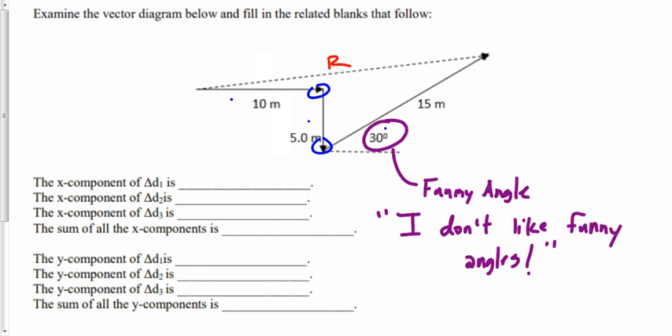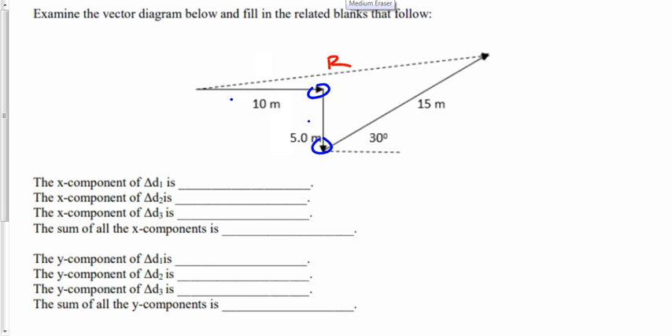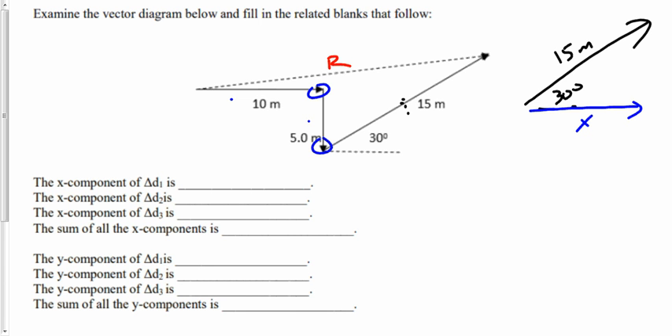Okay, let's get rid of them then. If you don't like funny angles, then let's get rid of them the way that we did yesterday, right, which is using sine and cos. So here's what I'm going to do. I'm going to take this 15-meter vector. Let's just deal with it off to the side here, okay? This vector right here that's at a funny angle. Draw it over here to the side. It's 15 meters. We've got 30 degrees labeled down here. Let's label this as the x component and this as the y component.